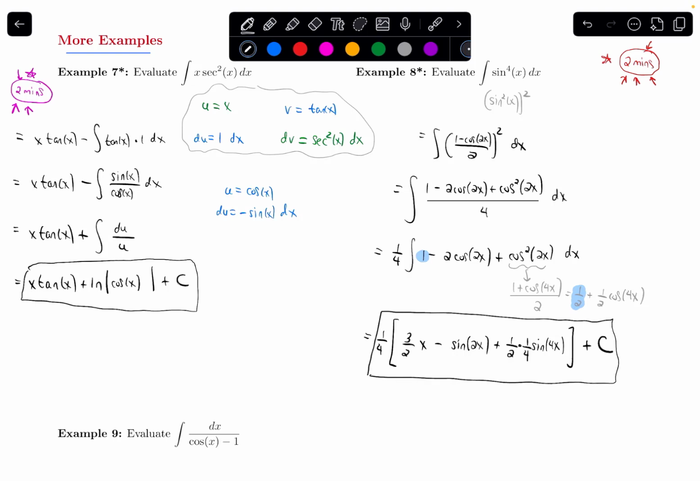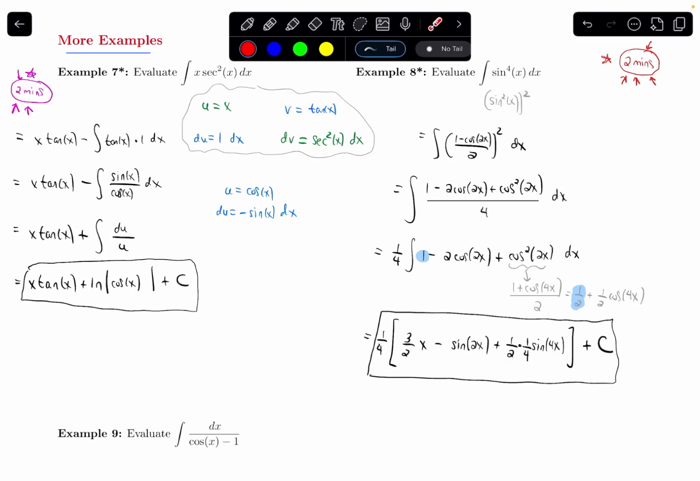Okay, so we're definitely doing some tougher examples here. We needed to write sine to the fourth as sine squared, that whole thing squared, and then use our half angle identity for sine squared. Once we did that, we expanded the whole thing. We did some algebra. Later, we needed to use that half angle identity again. And then finally, we were able to get pieces that we knew how to do the antiderivative of.